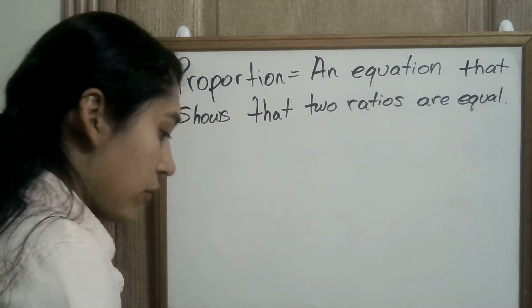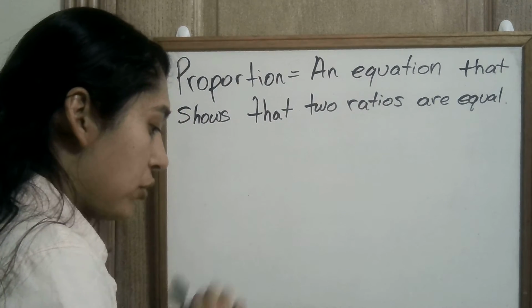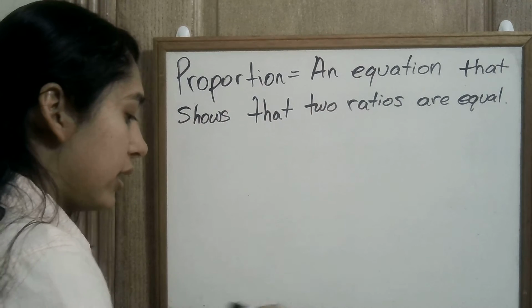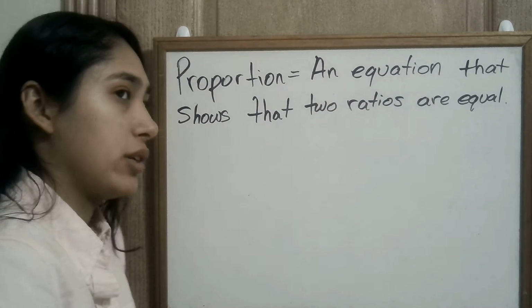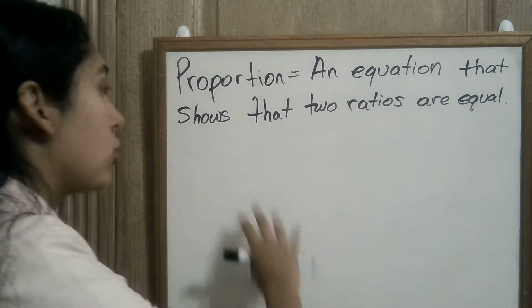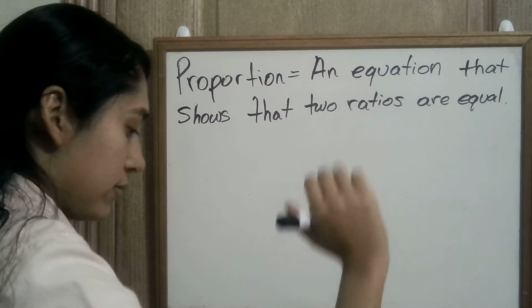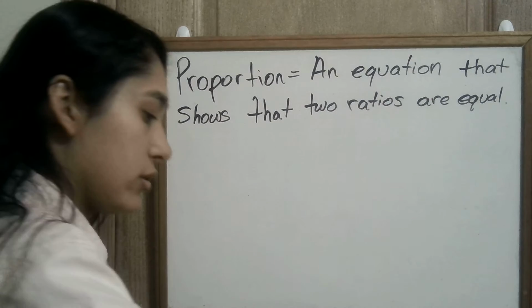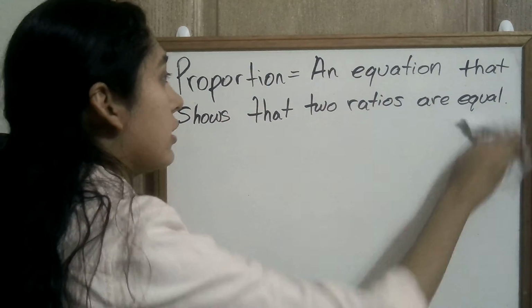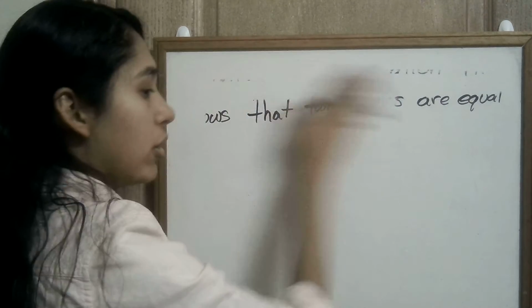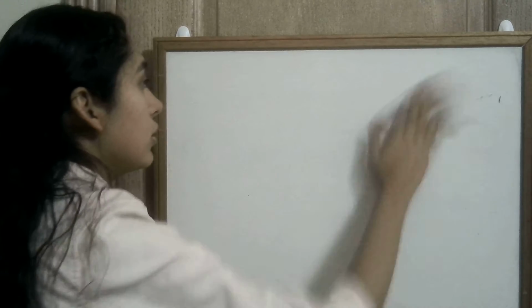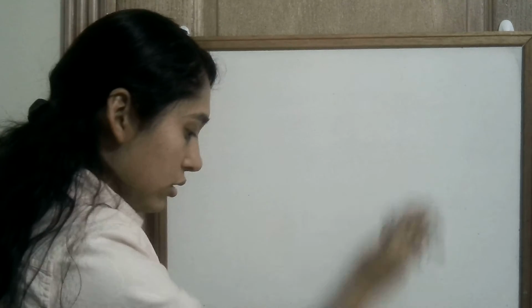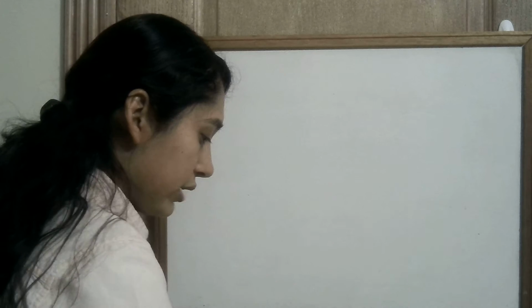So what does this mean in English? It means when you multiply diagonally across the equal sign, the products are equal. Let's go ahead and demonstrate this. Let me erase, and I need to do a word problem.